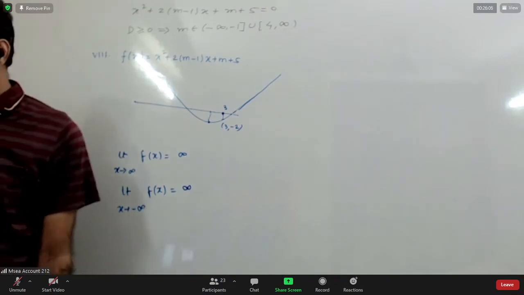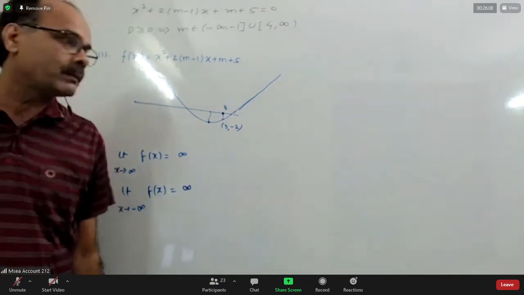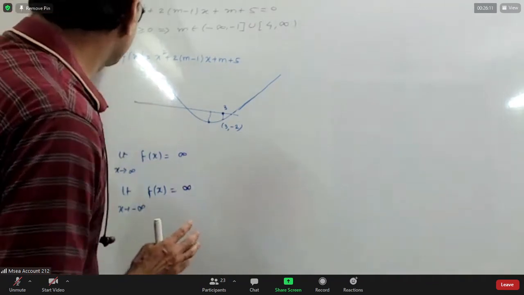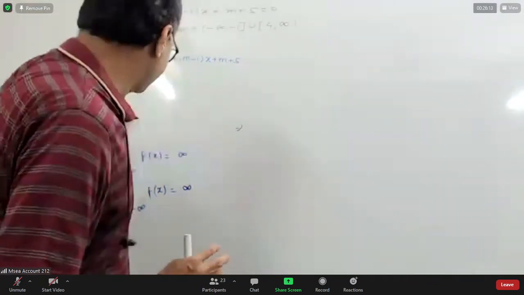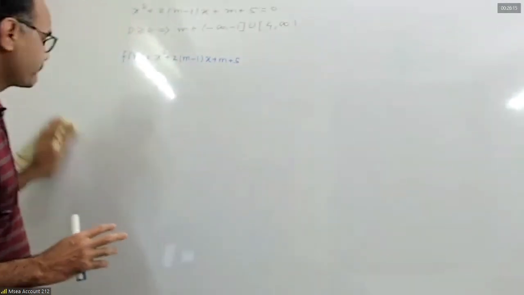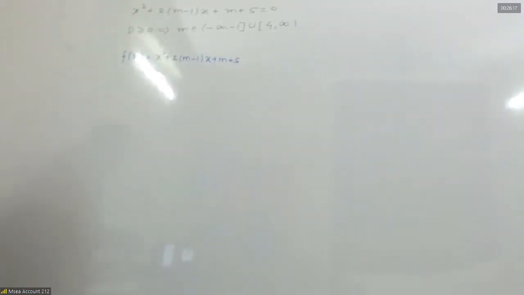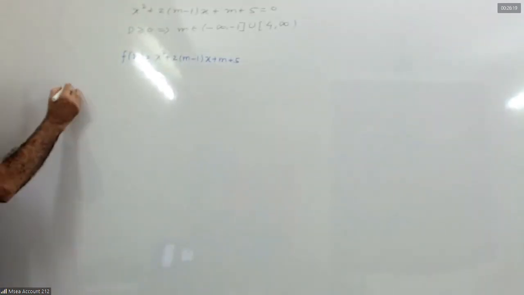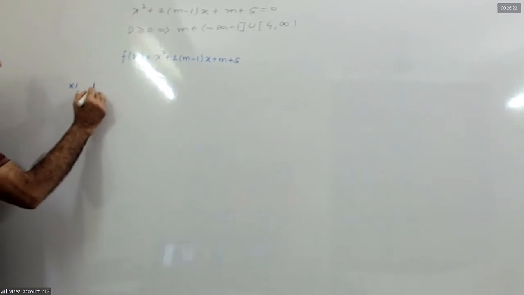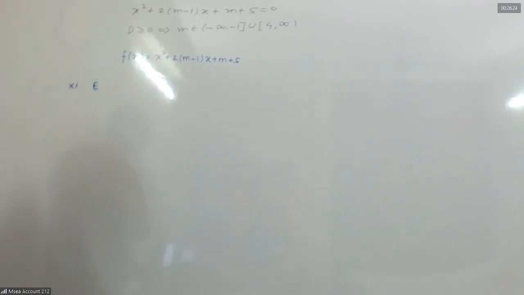Next bit, exactly 1 root lies in (1, 3). Just think of it. It's also very good. Exactly 1 root. F of 1 is greater than 0. F of 3 less than 0.